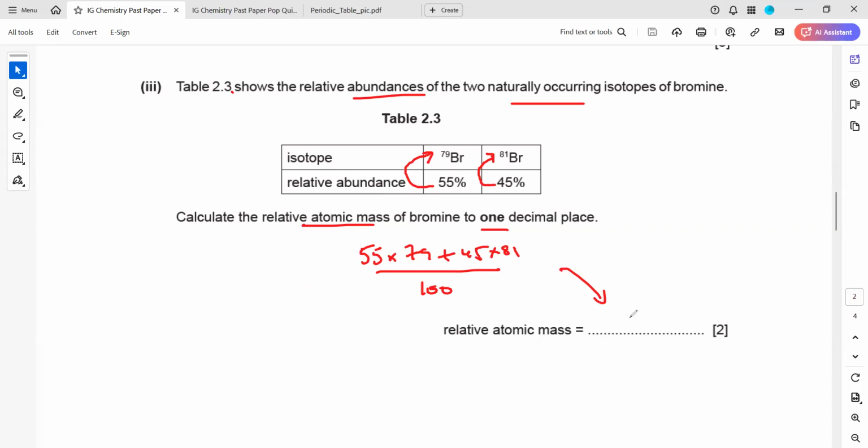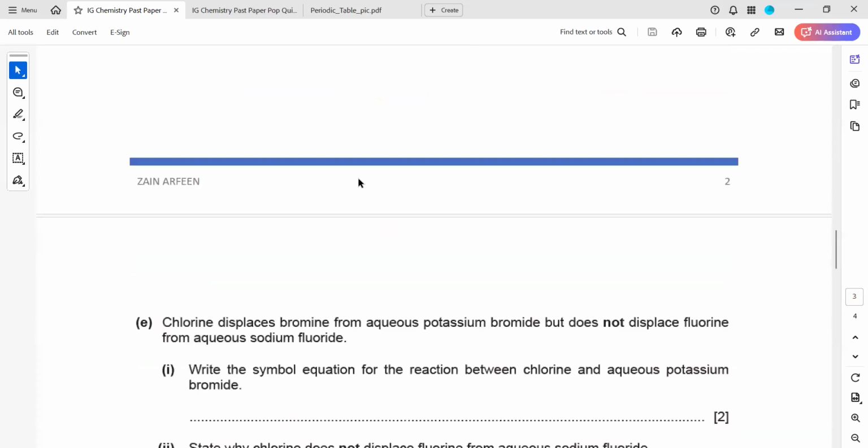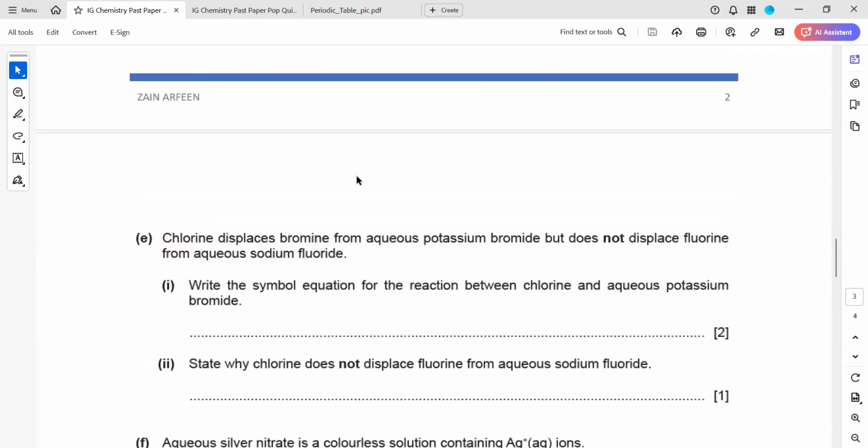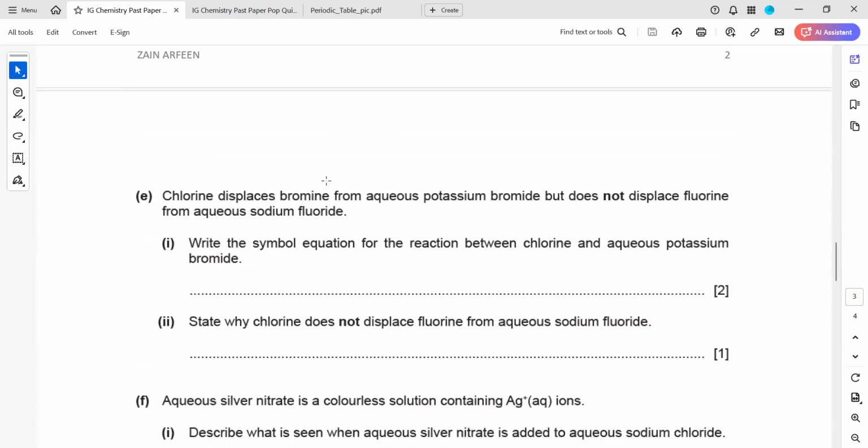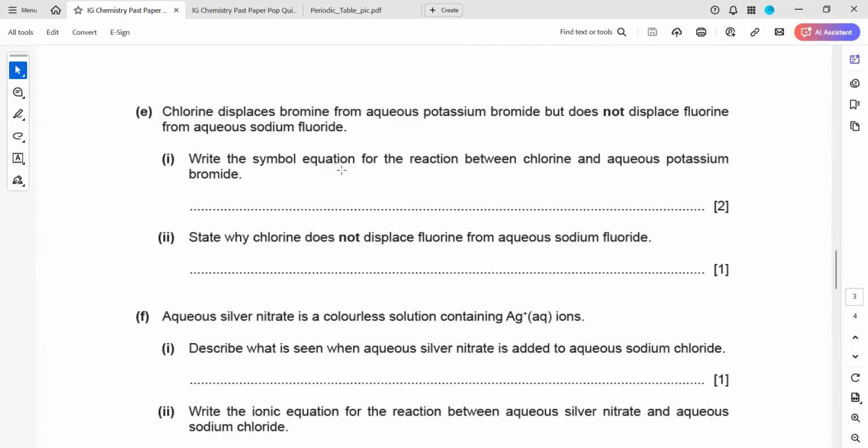79.9. So we just write 79.9. The unit of relative atomic mass, you write the unit as gram per mole, g/mol. But the unit here does not have a mark. The working has the mark, like how you get the answer and what is the value.